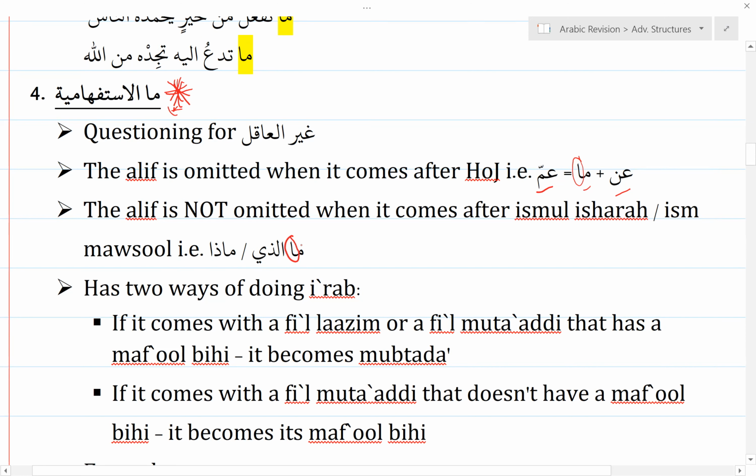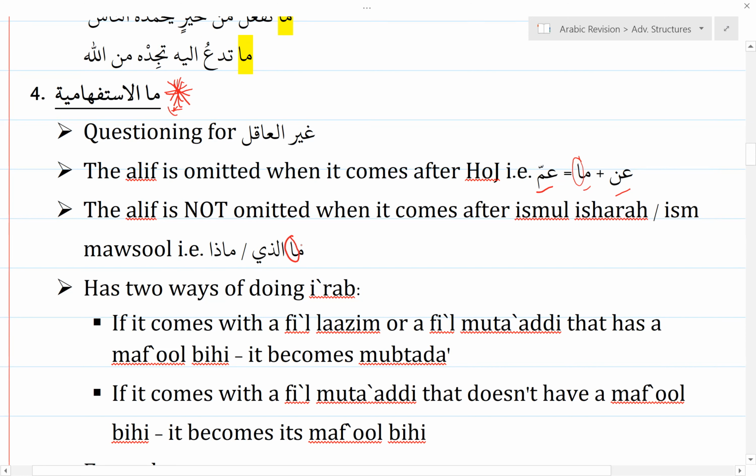So that's an important rule to remember about ma al-istifhamiyya. And it has two ways of doing i'rab, because I know we haven't covered this before, so we're just going to cover it. So this is important to understand, okay? We said this ma comes at the beginning of the sentence because it has priority in the sentence. So if it comes with a fi'l that is lazim, and yesterday we covered lazim, for example nama, which is a fi'l lazim, then the ma will be considered mubtada because it's an ism. So mubtada khabar. Simple, done.